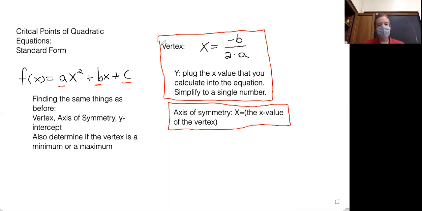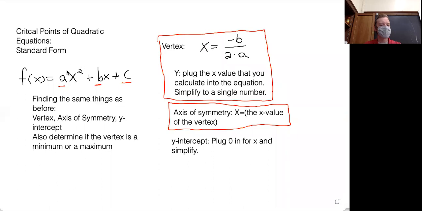The y-intercept, just as before, we could plug 0 in for x and simplify.